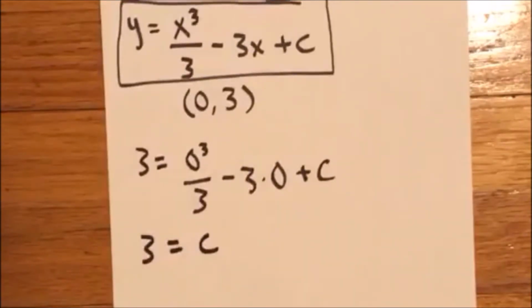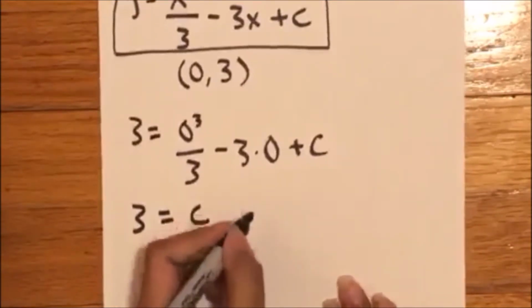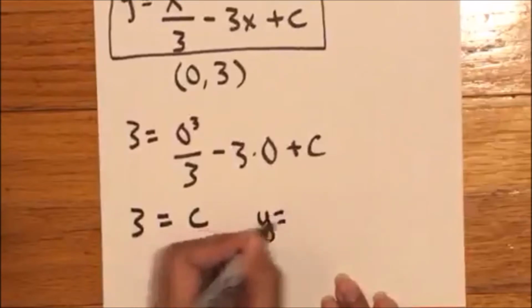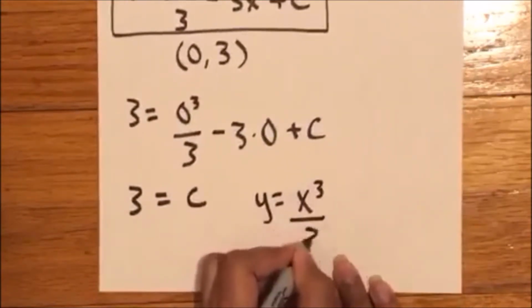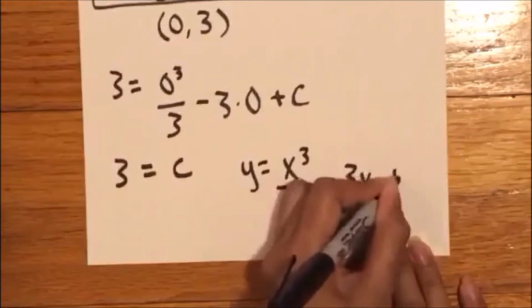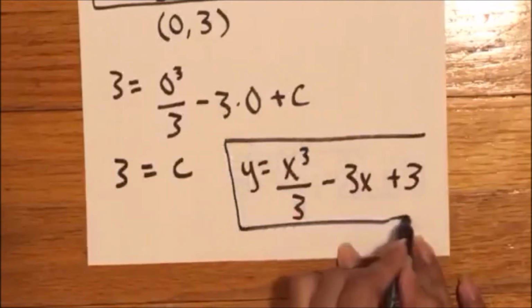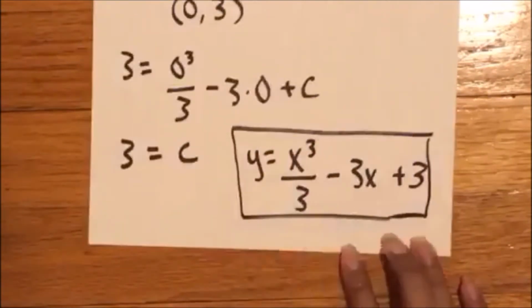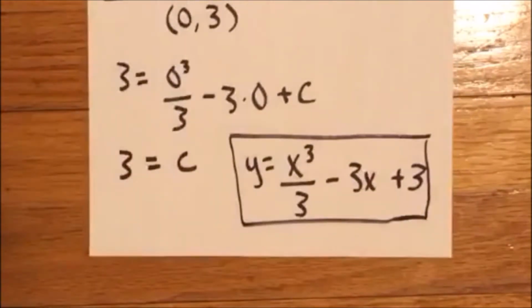Now, with this value found, we can rewrite the general solution into the specific solution as follows: y equals x to the power of 3 over 3 minus 3x plus 3. This is known as your specific solution. Notice how both of these solutions are a function.